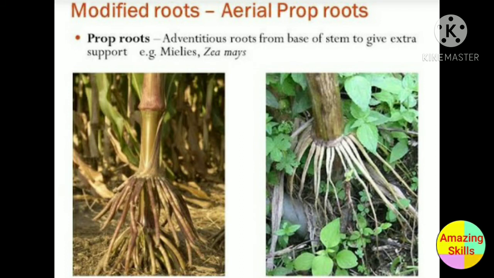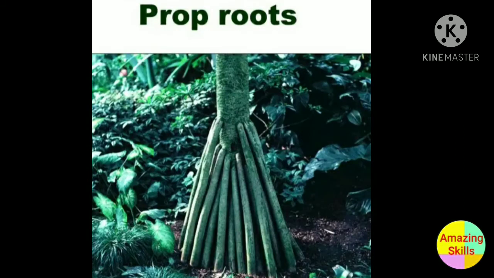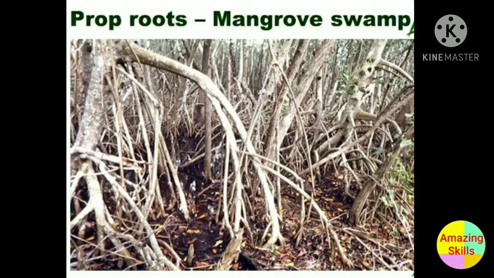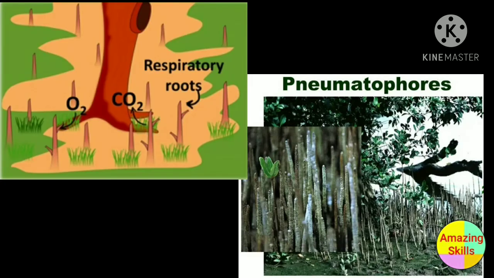Children, these are other examples of adventitious roots, or aerial prop roots, which give extra support to the stem of the plant. Children, you can see mangrove swamp, that is mangrove roots. These are also prop roots. Here you can see some specialized roots called respiratory roots. These roots project out of the ground and take in air for respiration. These are called pneumatophores. You can see many pneumatophores around the tree.